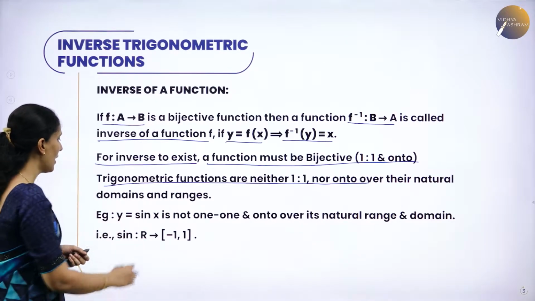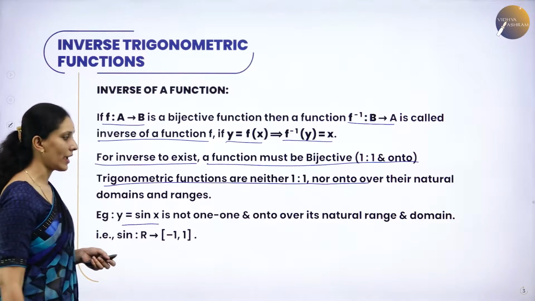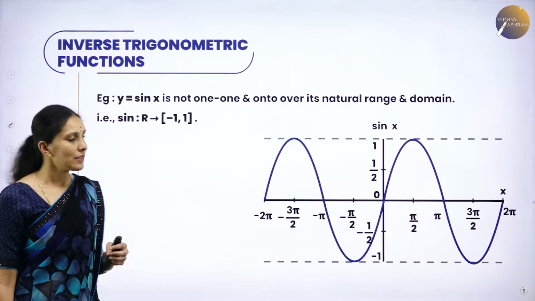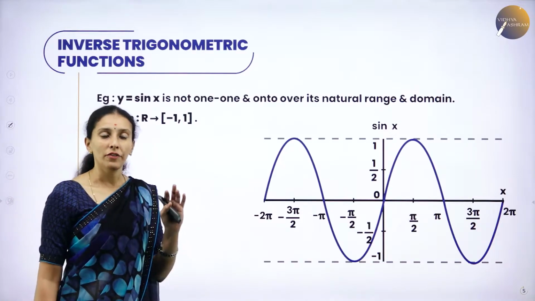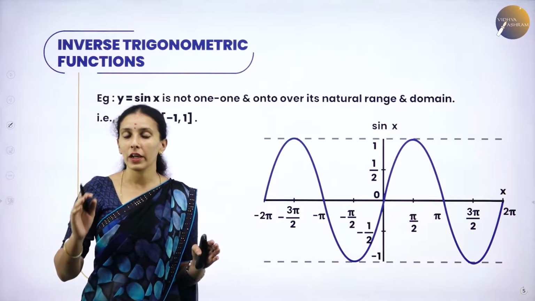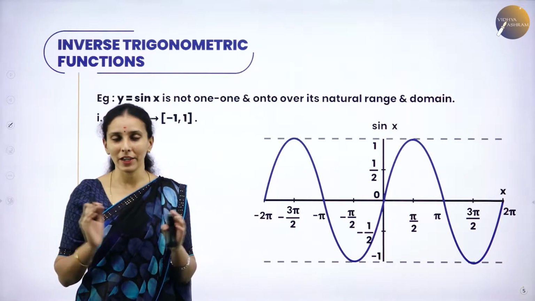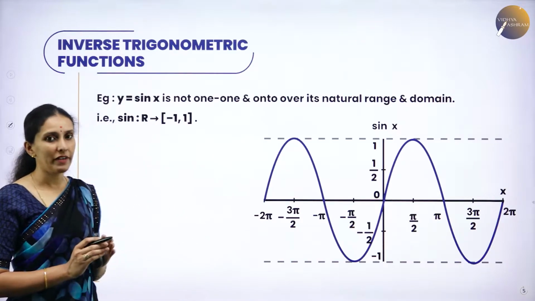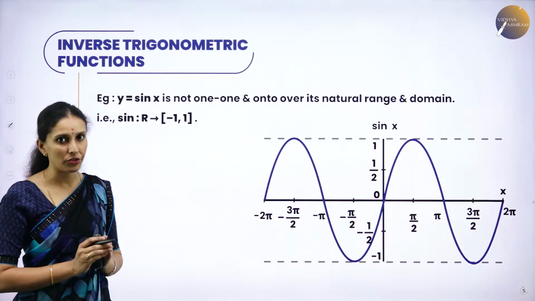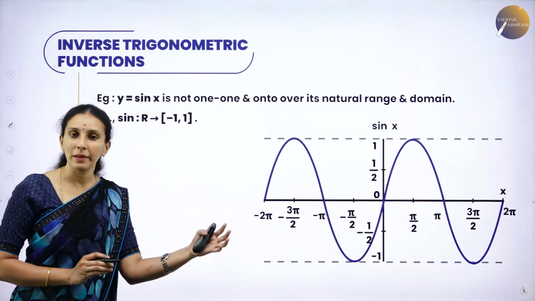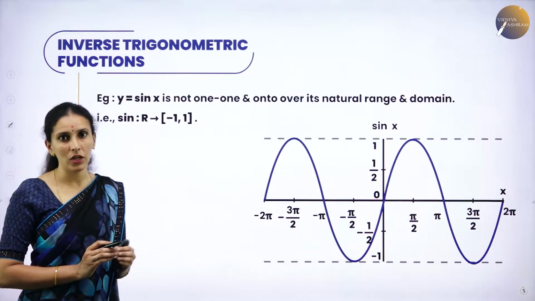For example, I'll take y is equal to sine x. This is neither one-one nor onto. Why? Let us look at the graph of sine x. For a function to be one-one, for every element in the domain there should be a different, unique image. Then only we say that it is a one-one function. So, for all the elements in the domain, it should have different images in the codomain.